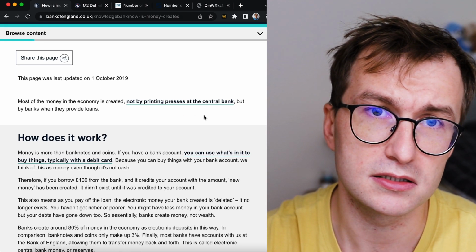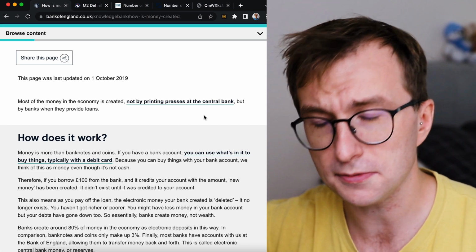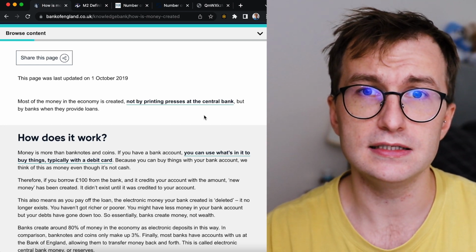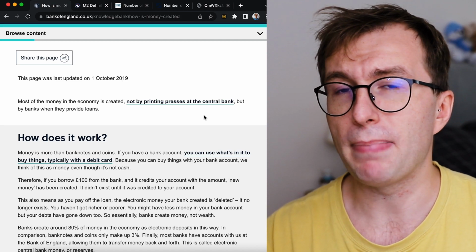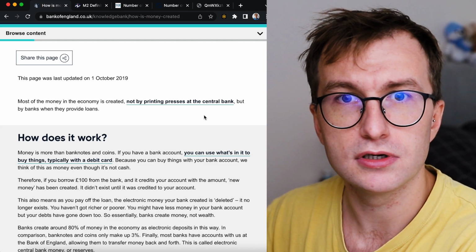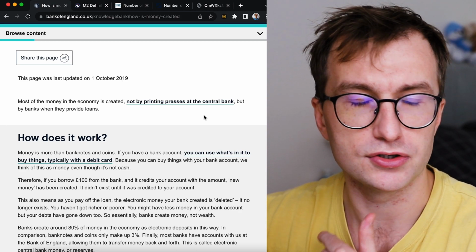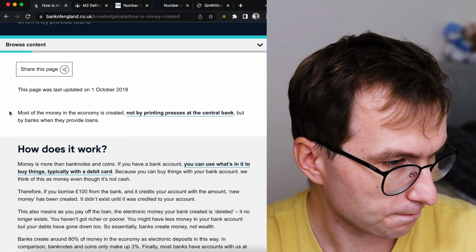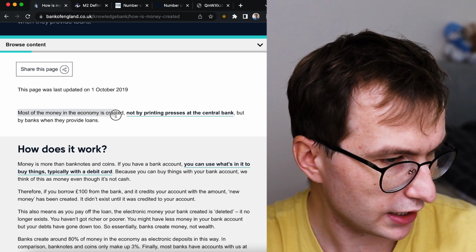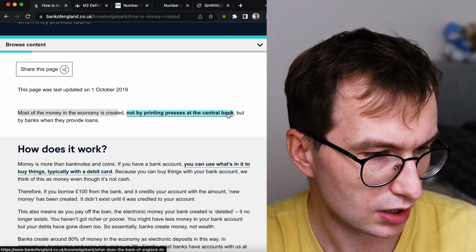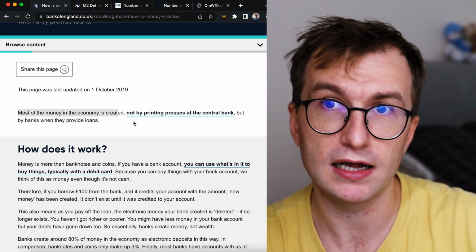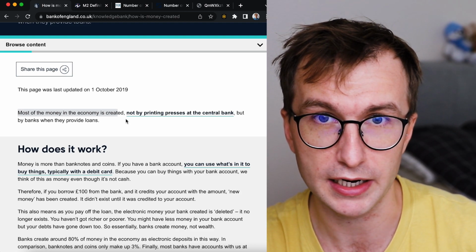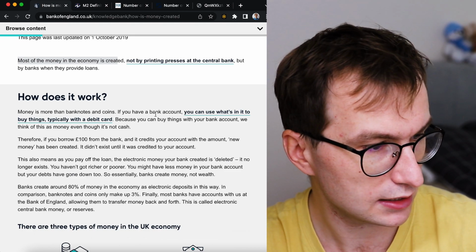Money is created by the banks, and how is it created? You go to the bank, and you might ask them for a loan. As the loan is issued to you, this is how the money was created, through the bank deposit on your account. So you added this money to circulation. Most of the money in the economy is created not by a printing process at the central bank, but by banks when they provide loans. Even though people think it's the central banks, it is banks who create money, the private banks, the majority of it.